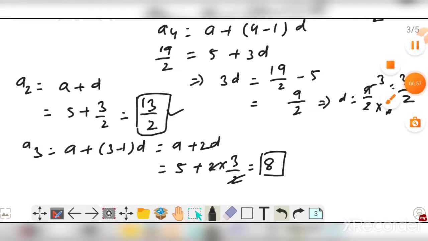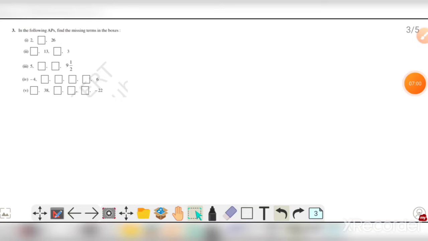We'll go to the next question. In question number 4, what is given? In question number 4, as you can see, A is given minus 4.